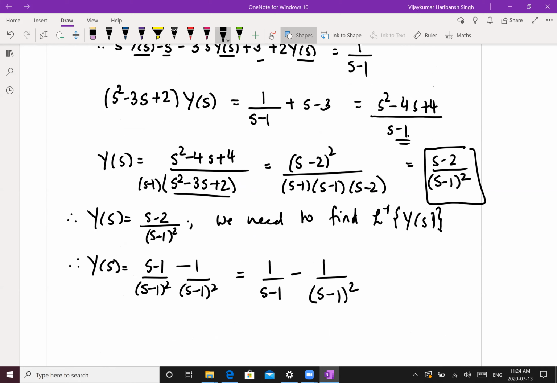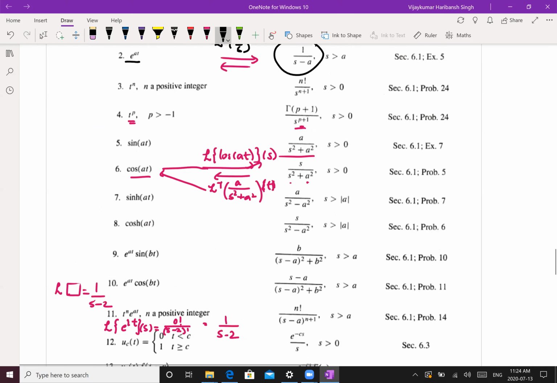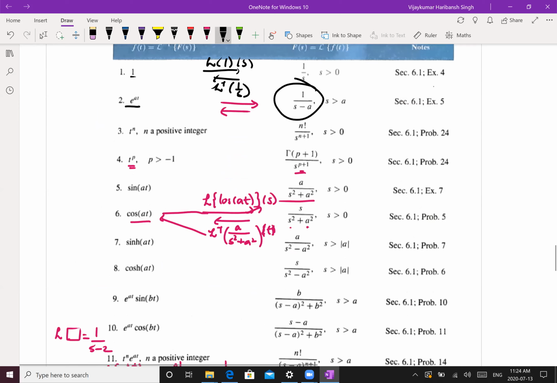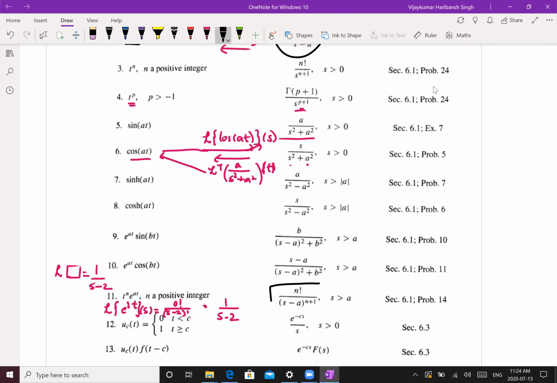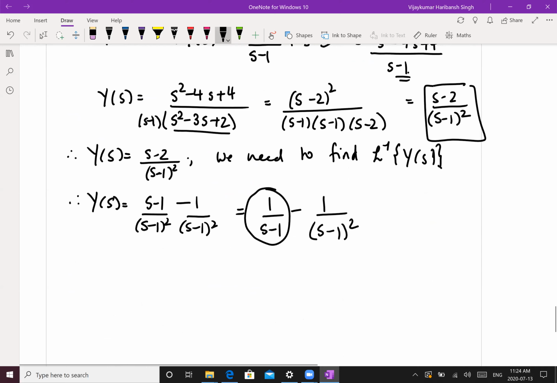So we know the Laplace inverse of this, right? That is going to be e to the power t. So we get that. And what about the second one? For the second one, notice the following. We need s minus something squared. For t to the power n, the Laplace transform is, look at this guy here, 1 upon (s minus a) to the power n plus 1. So you see that that will work here because we have (s minus 1) squared.